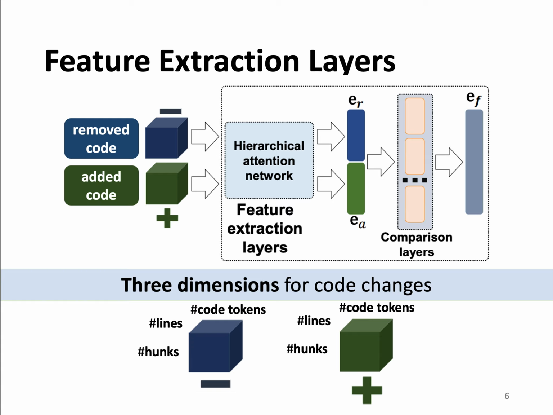The input of the feature extraction layer is the removed code and the edited code of each file in the code change. The removed code is a three-dimensional matrix, indicating the number of hunks, the number of lines, and the number of code tokens. In this way, we can preserve the structure of the removed code. In a similar way, we can use a three-dimensional matrix to represent the edited code.